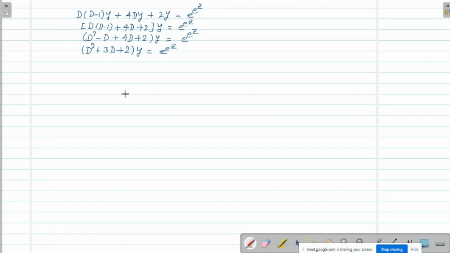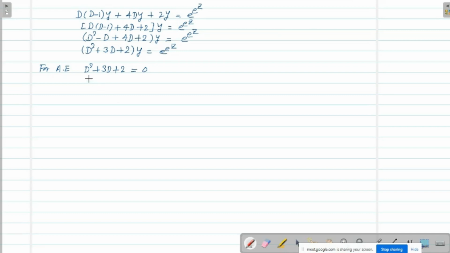Now see here, this type of problem we already solved in the last lecture. Have I solved this? Yes. For the auxiliary equation, we put here D square plus 3D plus 2 equal to 0. Now find the roots of this.